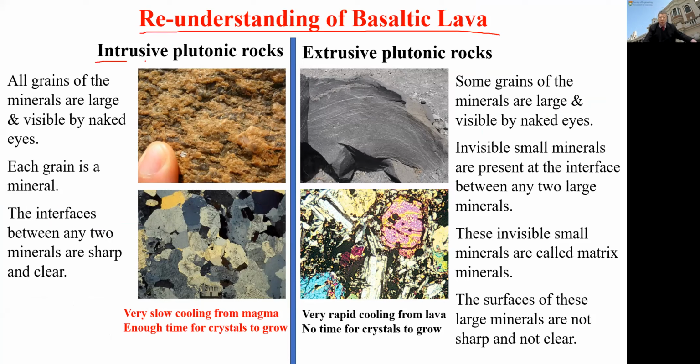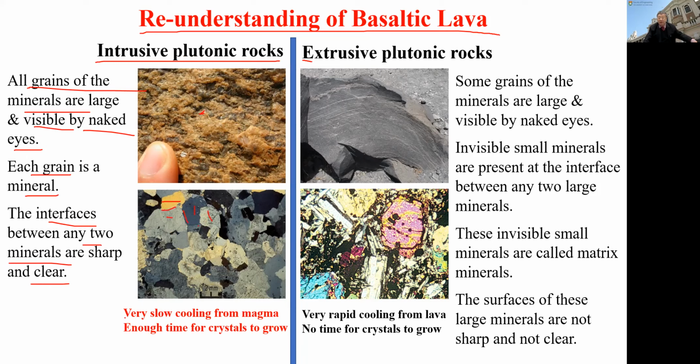So you know, we have intrusive plutonic rocks, igneous rocks here. This intrusive plutonic rock has a phenomenon of very large and visible minerals. All the grains of minerals are very large. Each grain is a mineral, and there are seven types of minerals here. The interface between two minerals is sharp and clear. You can see the interface is very sharp and very clear. Okay, this one and this one and this one, the interface is very clear.